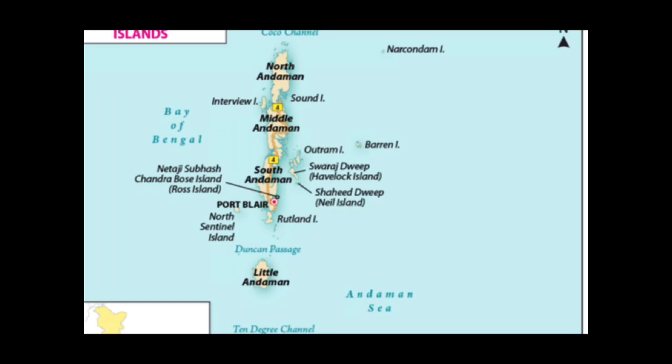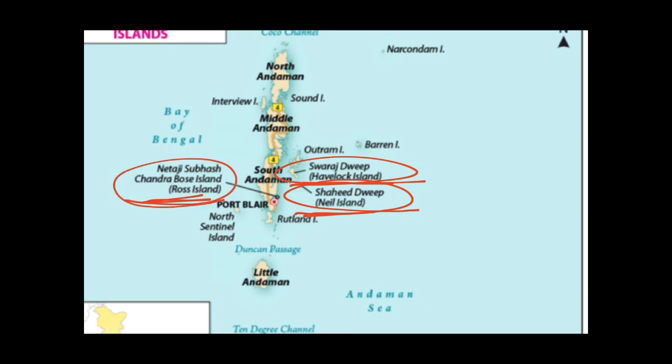Guys, one more important thing you must know, that when our country's Prime Minister Shri Narendra Modi went on a 2-day visit to Andaman and Nicobar Islands, he renamed the 3 islands. So these 3 islands are here: Havelock Island, Neil Island and Ross Island. So Havelock Island was renamed as Swaraj Deep, Neil Island was renamed as Shahid Deep, and Ross Island was renamed as Netaji Subhash Chandra Bose Island. These islands were renamed to give a tribute to Subhash Chandra Bose.